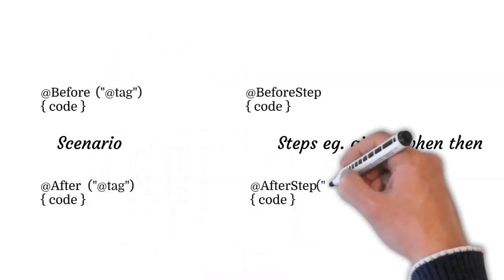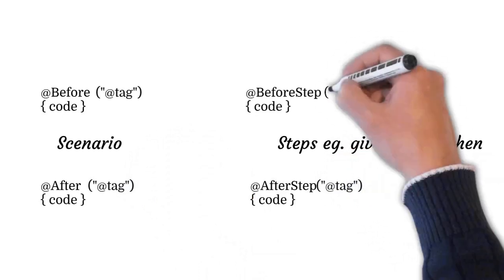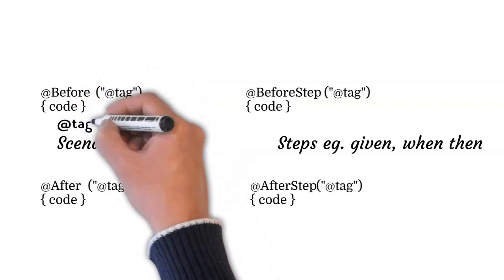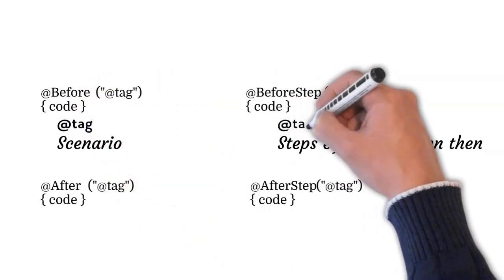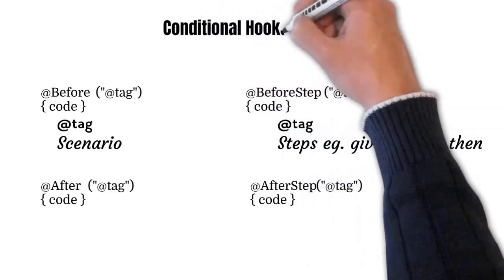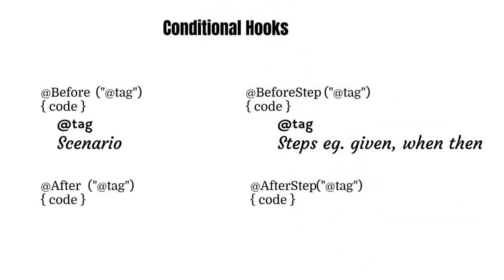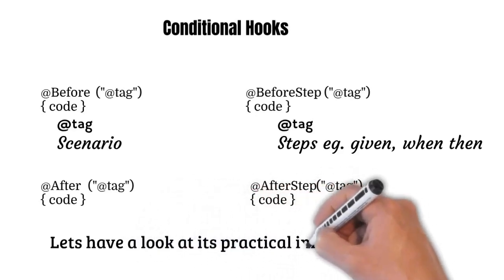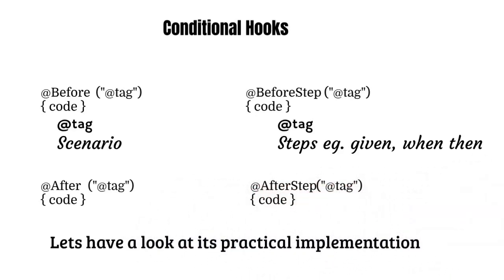We can handle such cases by adding a string parameter to our hooks. The value of this parameter would be the tag with which we have marked our scenario in the feature file. These are known as conditional hooks. They execute only for the tags they are associated with. Let's have a look at the practical implementation of this, and that will clear things up.